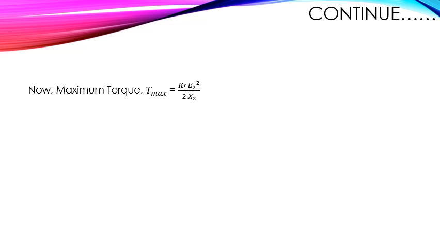Then by using the equation K dash E2 square divided by twice X2, we can find out the maximum torque. So put the value of K dash as 3 by 2 pi Ns divided by 60, and then E2 and X2, and we will get the maximum torque, and that is 4560 Newton meter, and this is the answer.